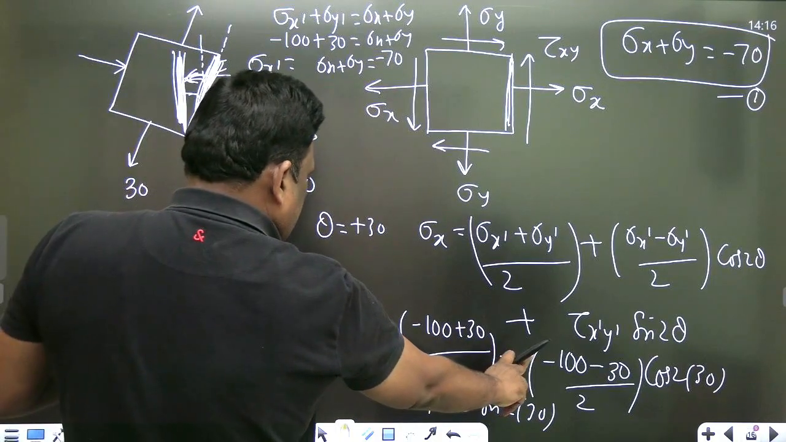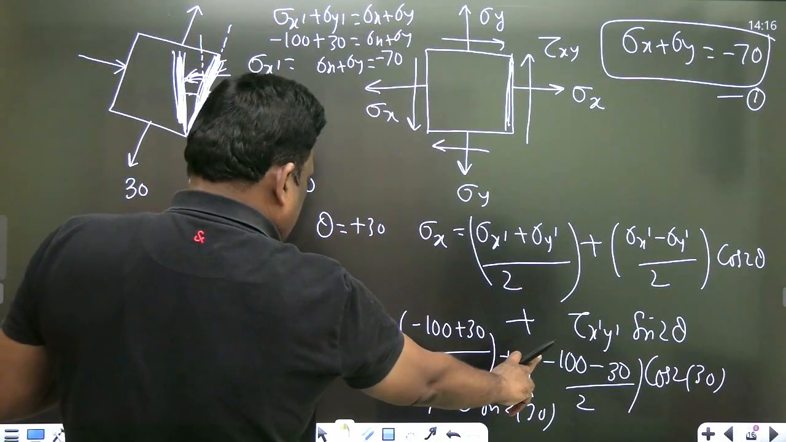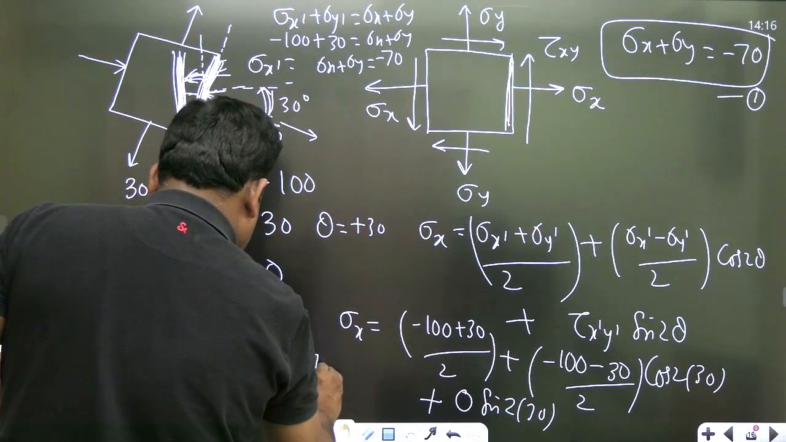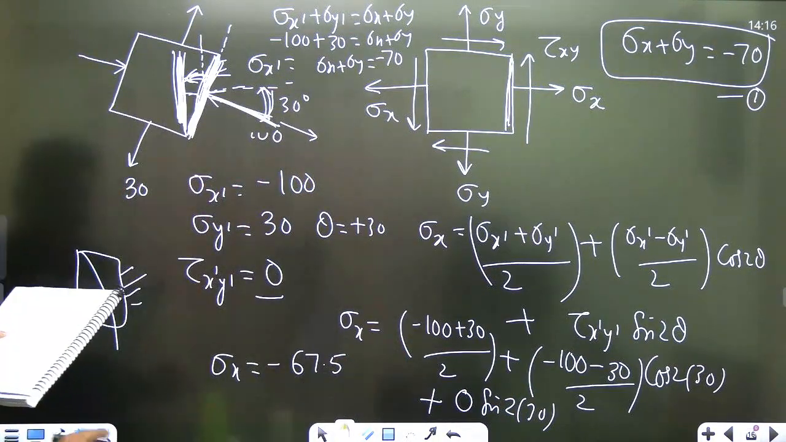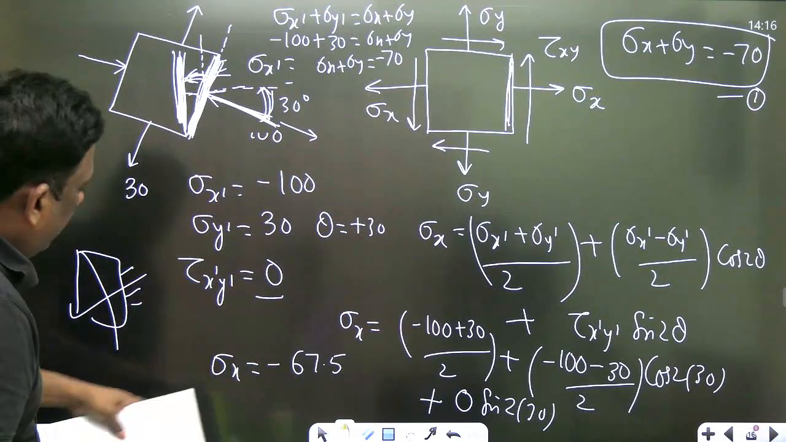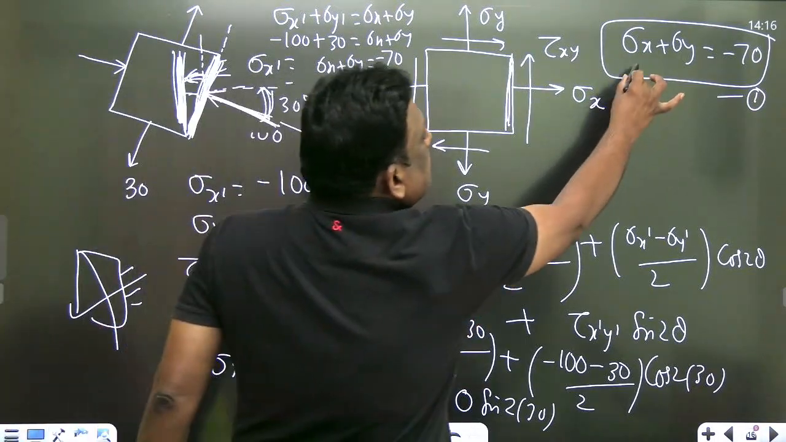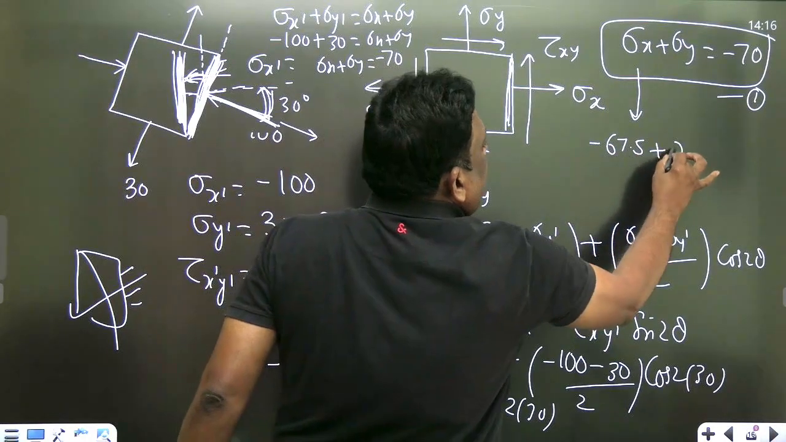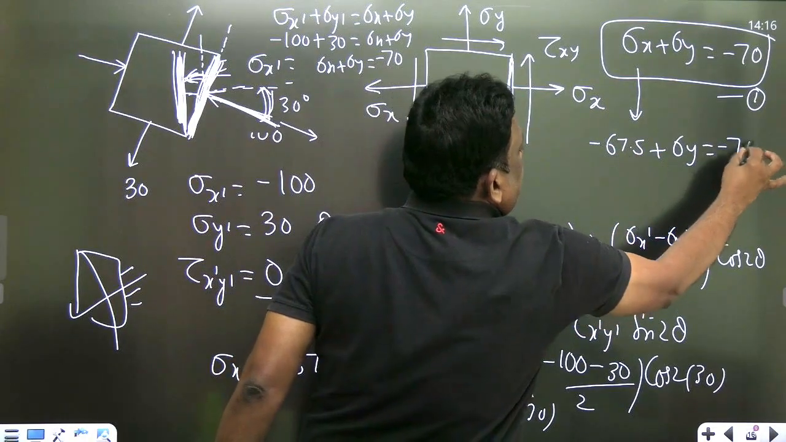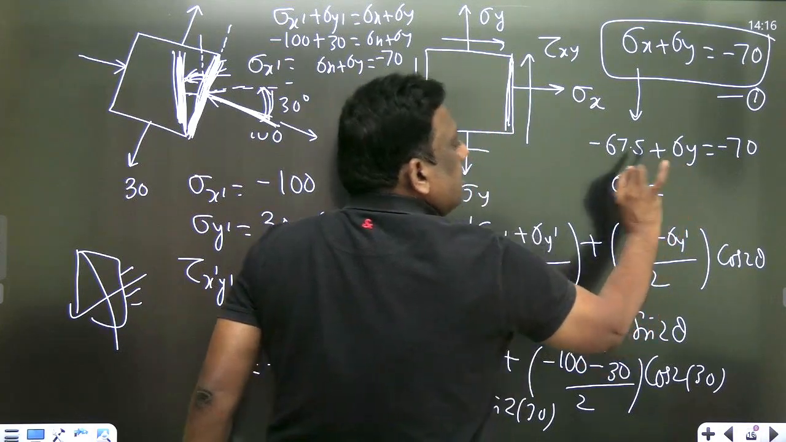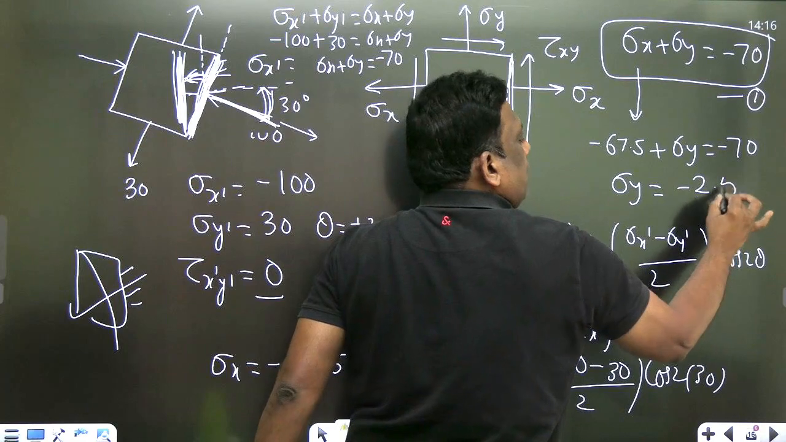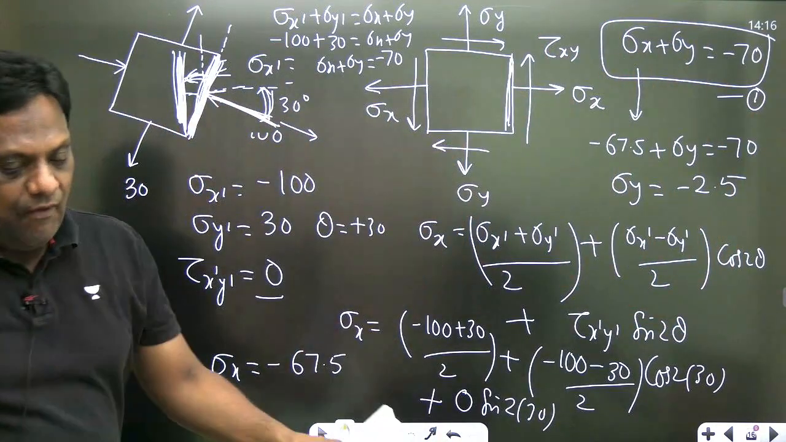-35, this is -130/2 cos 60. So I am getting this as -67.5. I repeat, -67.5. And already you know sigma x. तो देखो, sigma x is -67.5 plus sigma y is -70. Can I give the value of sigma y? You take this to that side, minus 70 plus this will be minus 2.5. So I got sigma y as this.